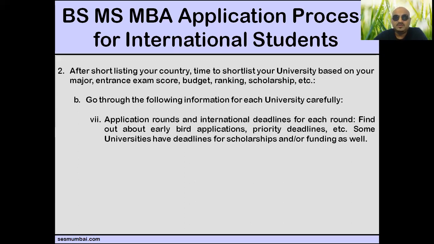Again, if you're applying for scholarships, then there are different deadlines for those as well, or if you're applying for funding, there are different deadlines for those as well. So make sure you know your deadlines. And for each round as well, there are several rounds. For example, an MBA applicant might apply in the first or the second round. They have 3 to 4 rounds, each university. Some take it on a rolling basis over the year. So find out all those things.